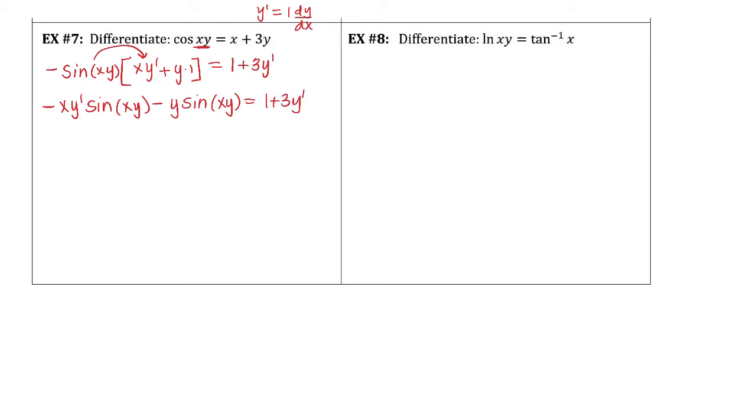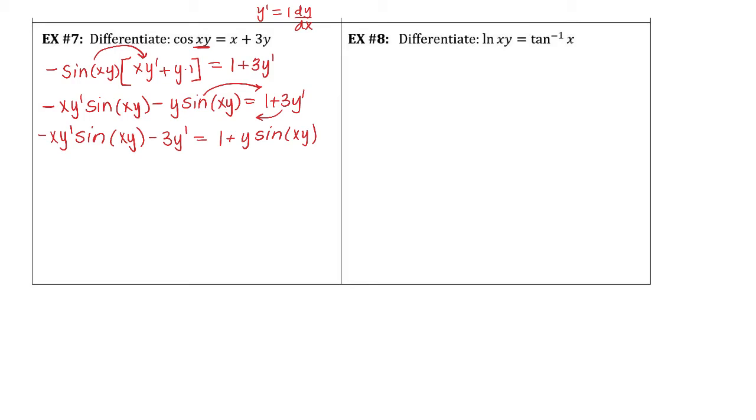All right, so we need to move this over to the other side, and we need to move y prime back over here. So we have negative x y prime sine of xy, and I'm going to move our minus 3y prime, let's get those together on one side, equals 1 plus y sine of xy.